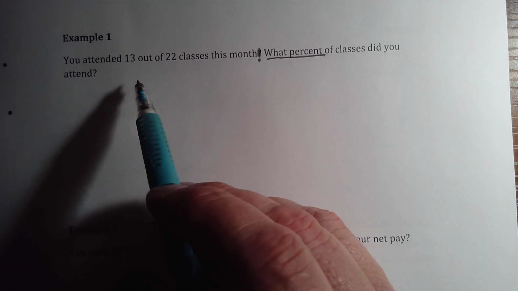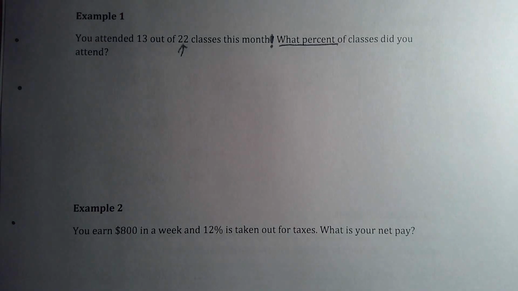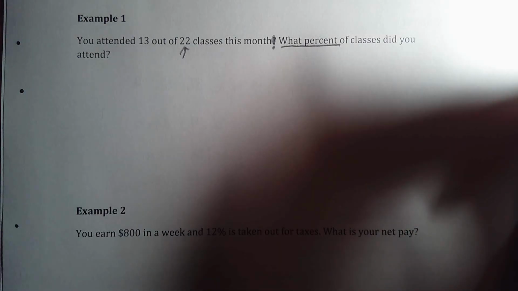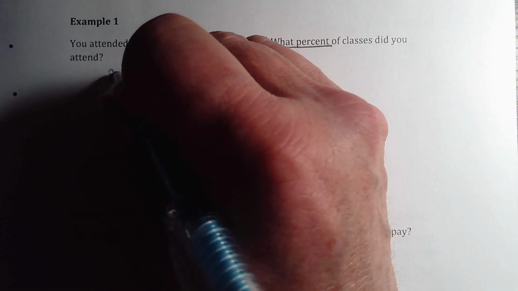So in this case, which one's the part and which one's the total? Well, the total is going to be the total number of classes. You could say the whole number of classes, but it's a little bit weird. It's not really the original number of classes. Here, total is the best word that describes it. Those 3 words generally mean the same thing, but once again, context matters. And so this is your total, and this is the part of the classes that you attended.